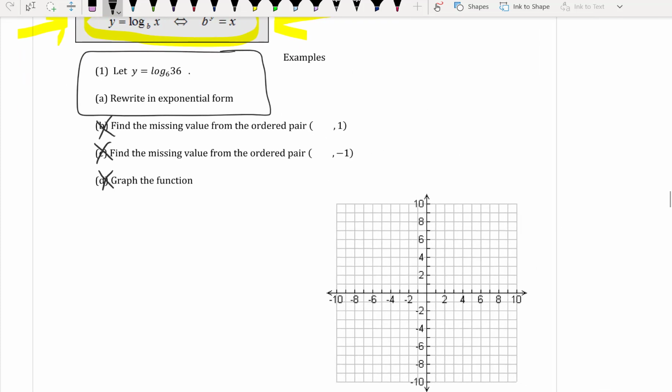So if that's the case, I have that y is equal to log base 6 of 36. So this is what we're going to do. We're going to notice that whatever little number is below the log, that's going to be our base. So here, our base is going to be 6. Our exponent is going to be what it always equals to. So my exponent is going to be y.